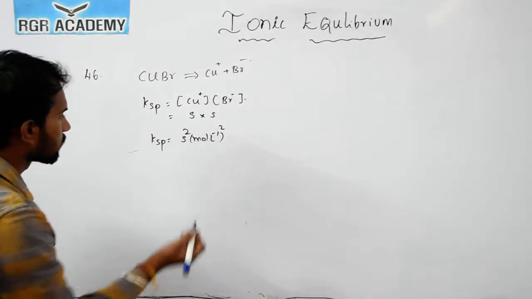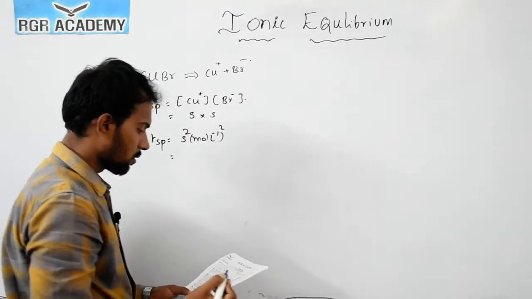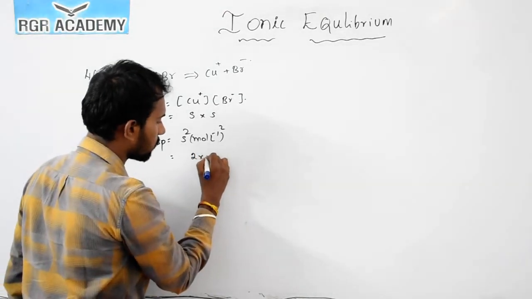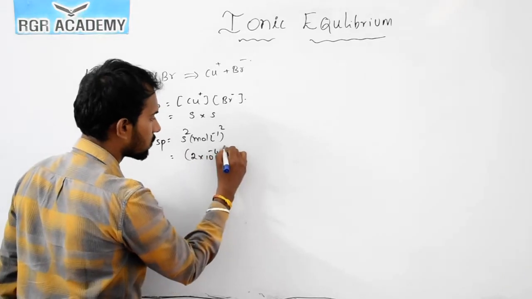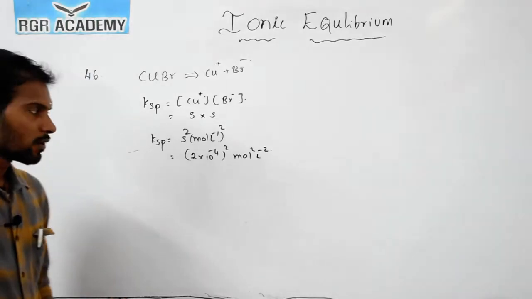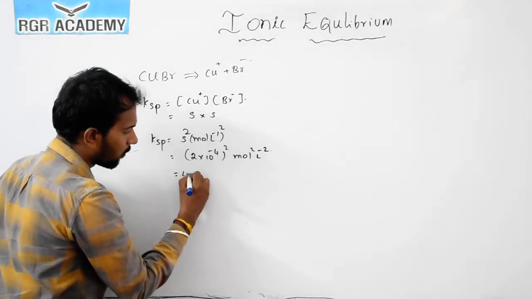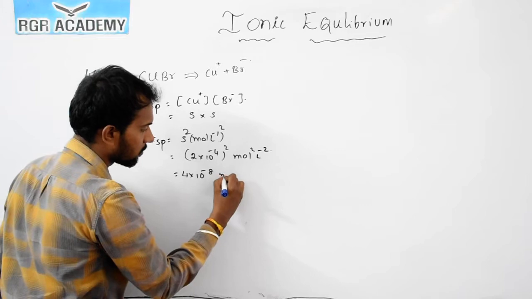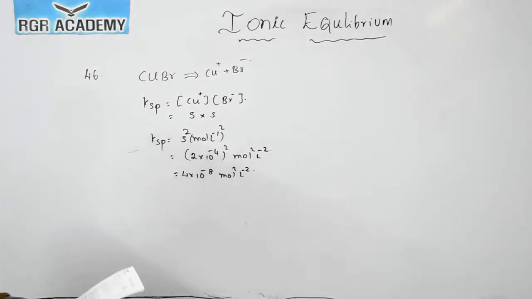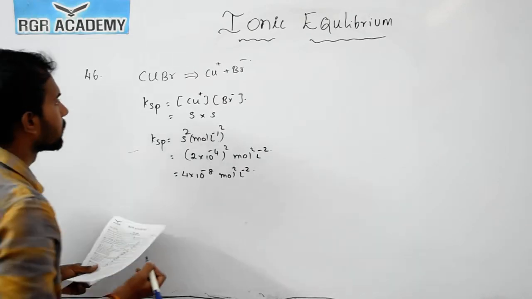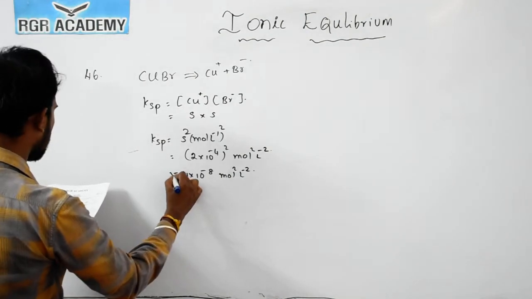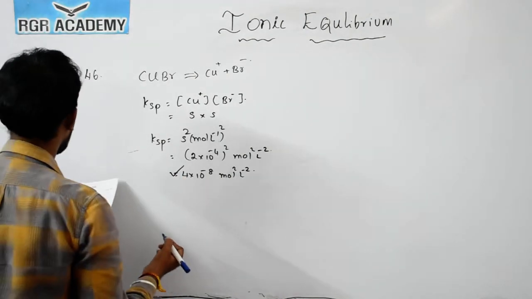Okay. So see this one. What is the value of S? The solubility is given as 2 into 10 power minus 4. So 2 into 10 power minus 4 square, mole square liter power minus 2. So square this value: 4 into 10 power minus 8 mole square liter power minus 2. So this is the value of the solubility product of CuBr. So the answer is 4 into 10 power minus 8 mole square liter power minus 2.